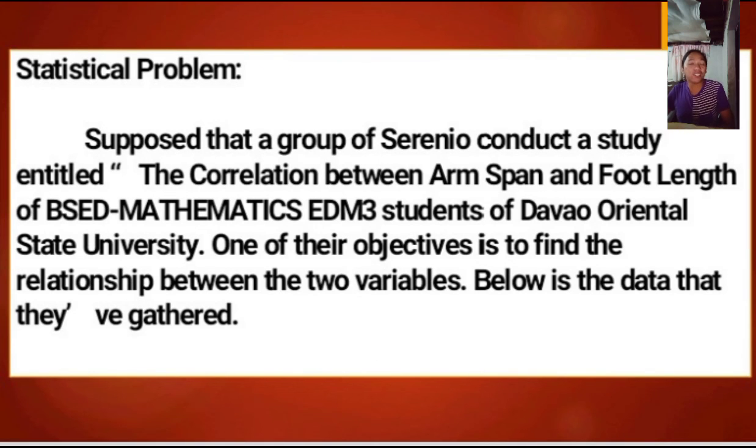We have the statistical problem. Let's suppose that a group of researchers conducted a study entitled The Correlation Between Arm Span and Foot Length of BS Ed Mathematics ADN 3 students of Davao Oriental State University. One of their objectives is to find the relationship between the two variables. Below is the data that they have gathered.